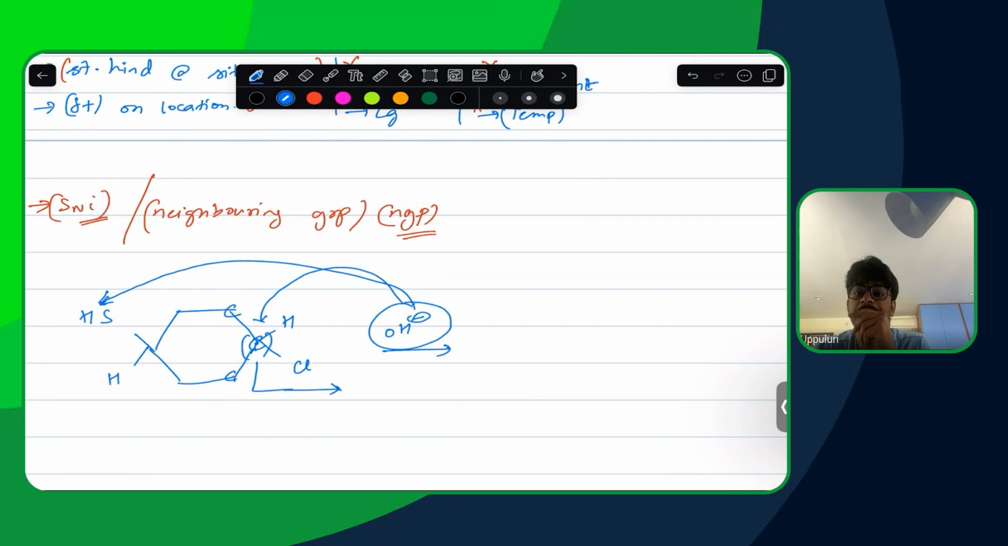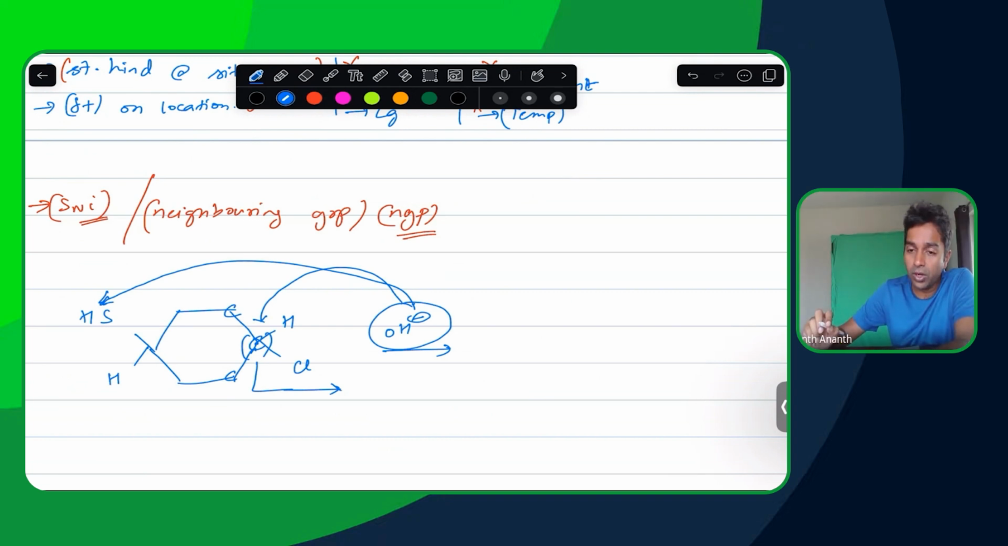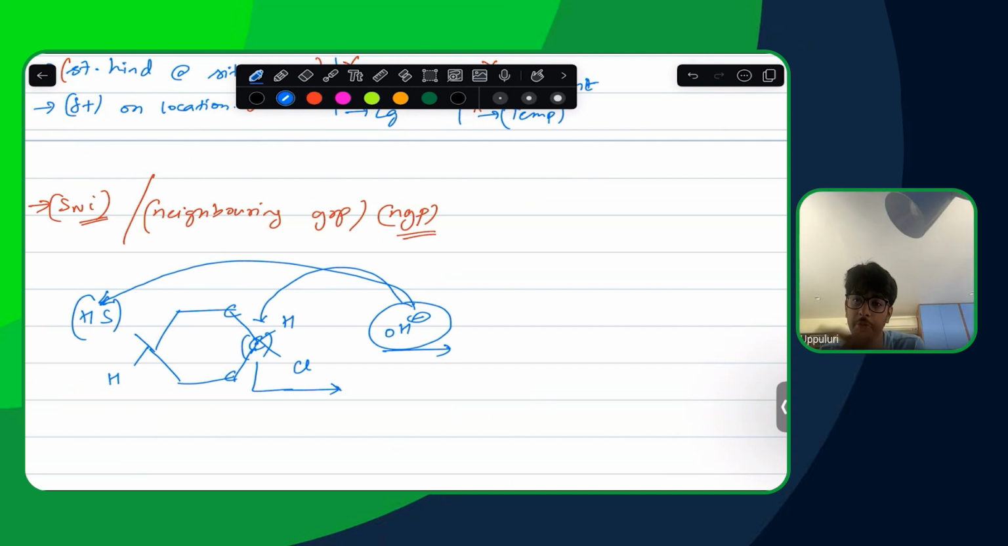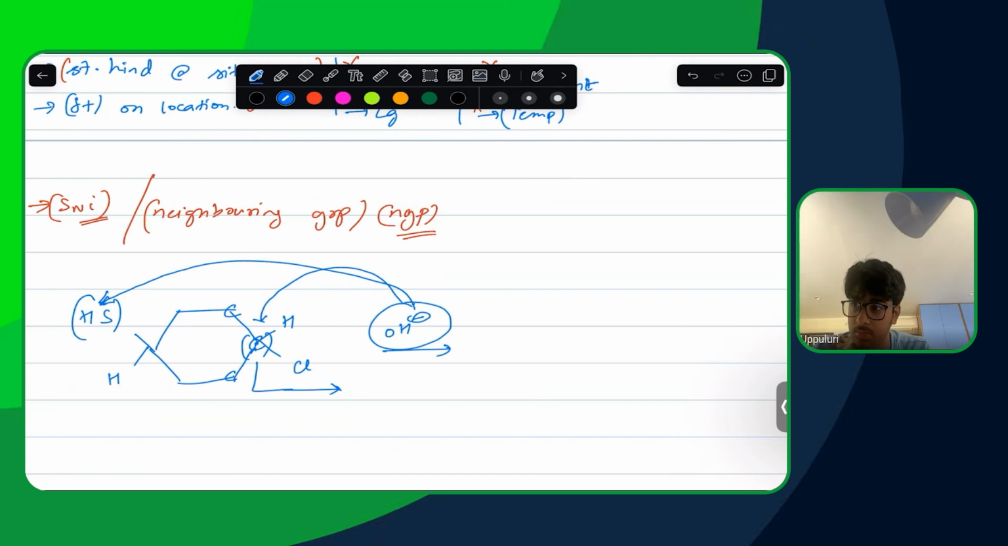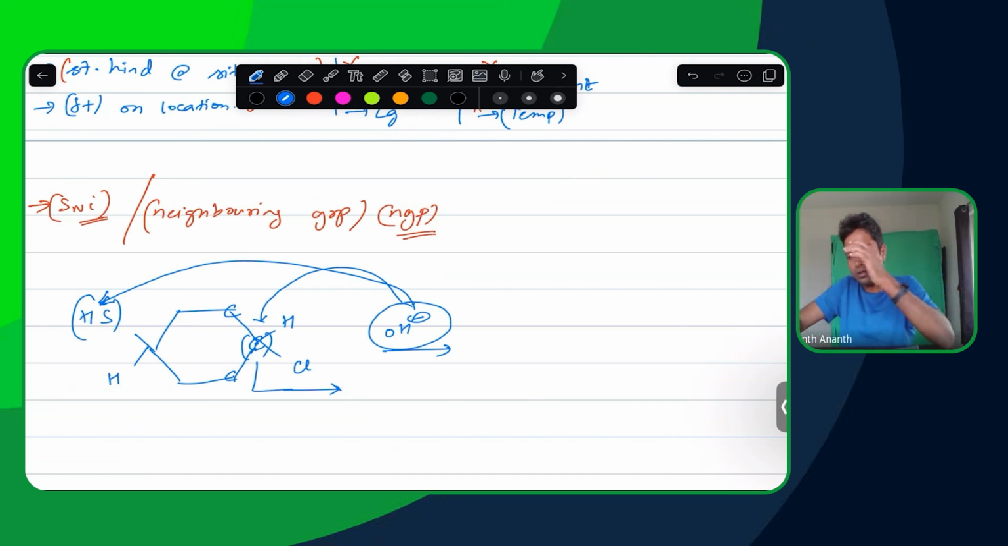Now, what is going to be happening in this particular case if the neighboring group participation does happen? The lone pair of sulfur will go to this, sulfur minus, and that should come and attack. If that does come and attack, what is the ring size it forms?